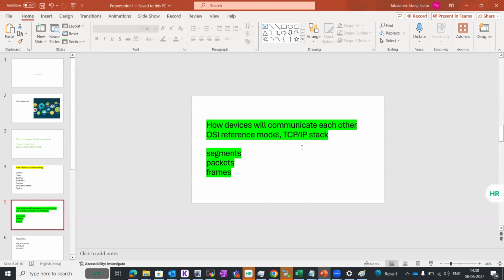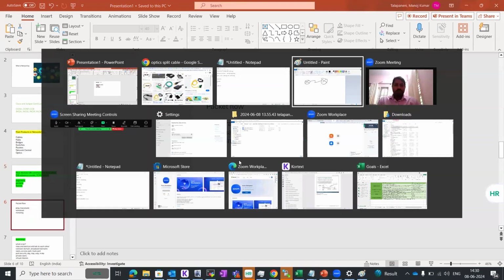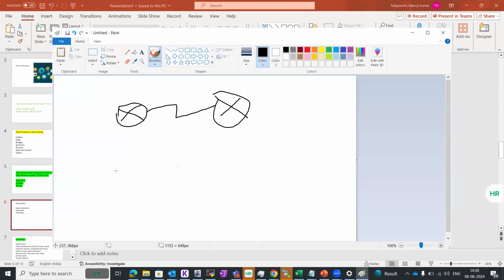Now, when it comes to packet flow, as I just told, if two devices want to communicate with each other, this is one PC which is connected to one switch, which is connected to a router. This router is connected to another switch, and this is connected to another PC. Okay.